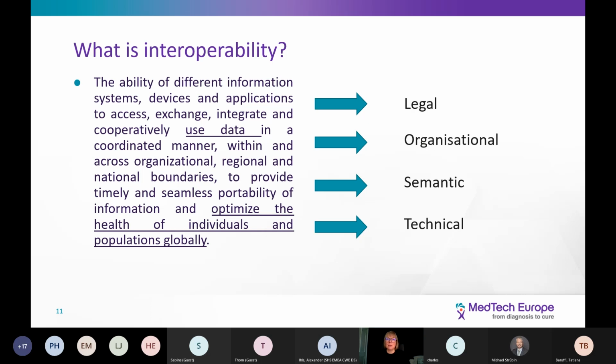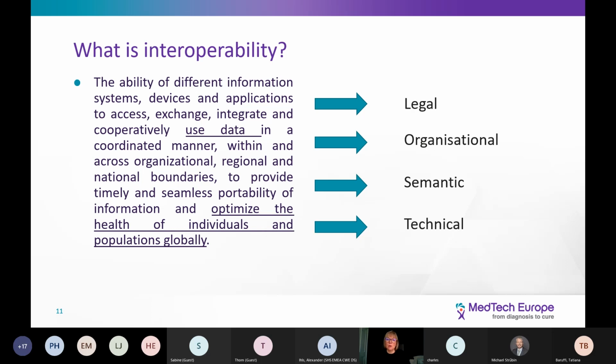The definition of interoperability you have here on the slide comes from HIMSS. The part that I've underlined is really why we have interoperability: so that we can cooperatively use data to optimize the health of individuals and populations globally. That's really the key of it. The reason I stress that is that we sometimes go into a bit of a rabbit hole and get very caught up in the connectivity aspects of interoperability, rather than interoperability that actually allows for use.